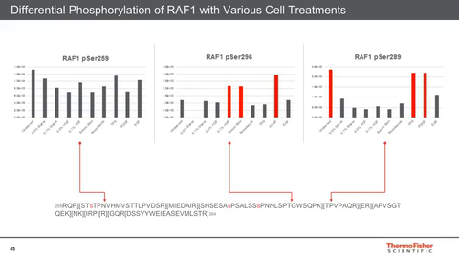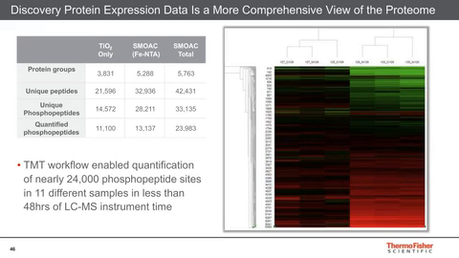Here's one protein, RAF1, which is shown to be differentially regulated by phosphorylation in response to the different treatment conditions. Note that 3 serine phosphosites were quantified on this protein. The first site, serine 259, showed little change among the different treatments. However, serine 296 and 289 exhibited widely different regulation. These results highlight the power of this workflow to study phosphosignaling, especially for sites where phosphospecific antibodies may not be available.